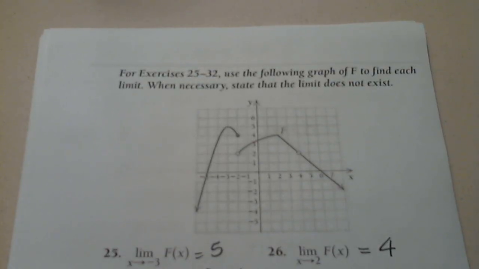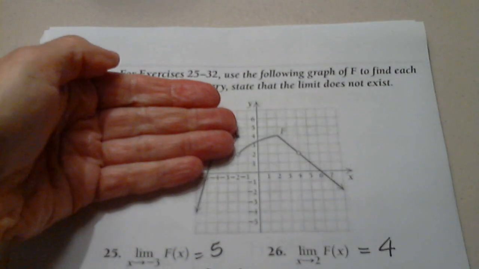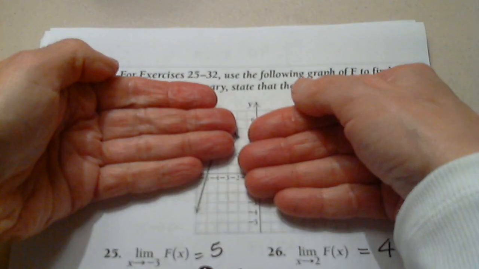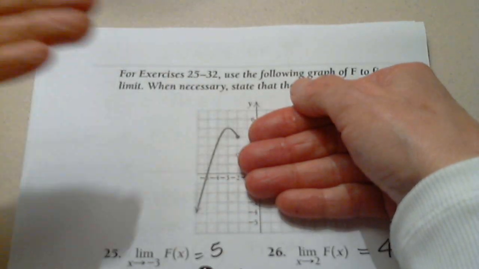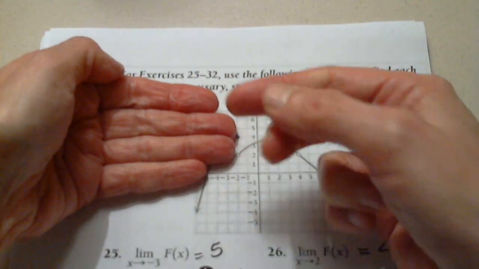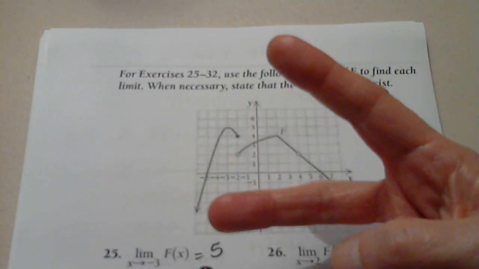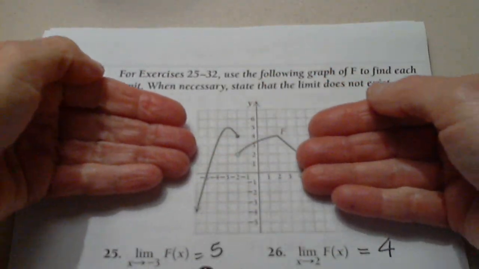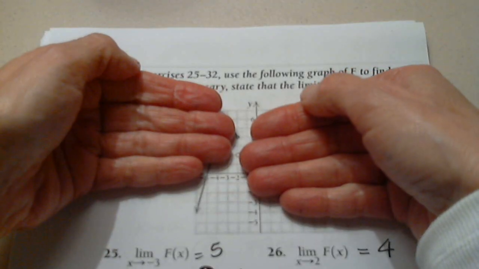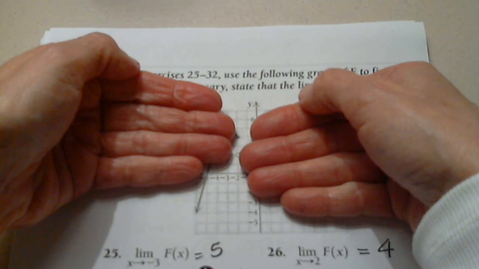Would it have been 4 if it was approaching from the left instead of both sides? Yes, it would have been 4 from the left and 2 from the right. Okay. So the limit from the left exists, it is 4. The limit from the right exists, it is 2. But the limit from either side, they have to be equal and the same, identical, but they are not.